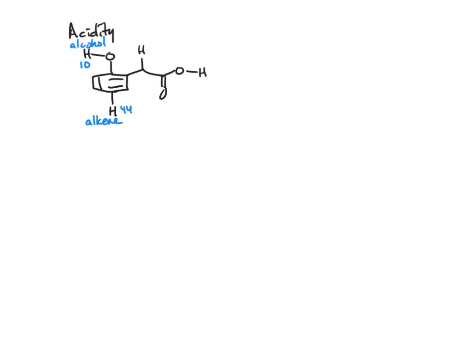So now the next one is an sp3 hybridized carbon CH bond. But what is unique about this is it is alpha to a carbonyl. So it's not alkane acidity. It drops it quite a bit. So this one's going to be about 25. And then finally, the carboxylic acid is what? About 5.